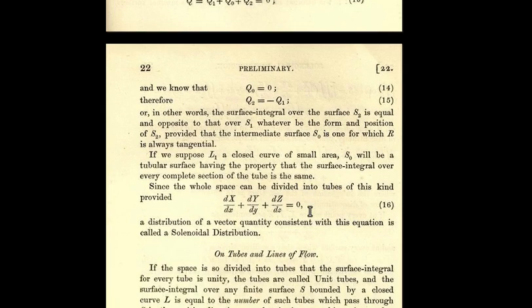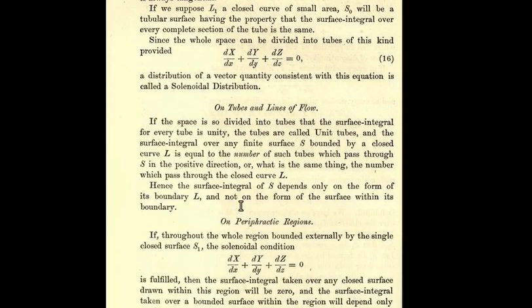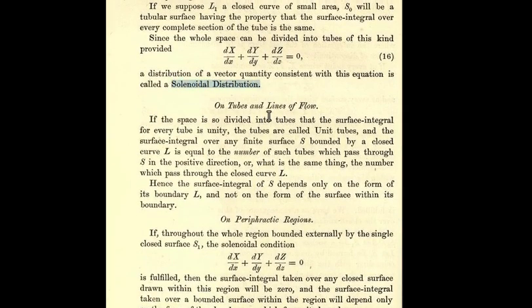(Equation 15), or in other words, the surface integral over the surface S2 is equal and opposite to that over S1, whatever be the form and position of S2, provided that the intermediate surface S0 is one for which R is always tangential. If we suppose l1 a closed curve of small area, S0 will be a tubular surface having the property that the surface integral over every complete section of the tube is the same. Since the whole space can be divided into tubes of this kind, provided dX/dx + dY/dy + dZ/dz = 0 (Equation 16), a distribution of a vector quantity consistent with this equation is called a solenoidal distribution.